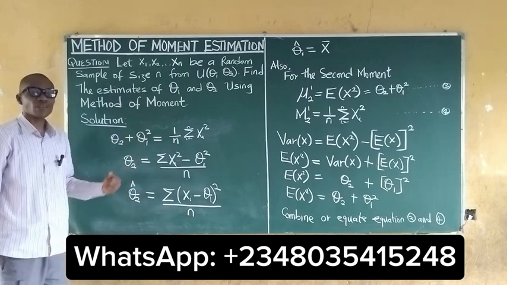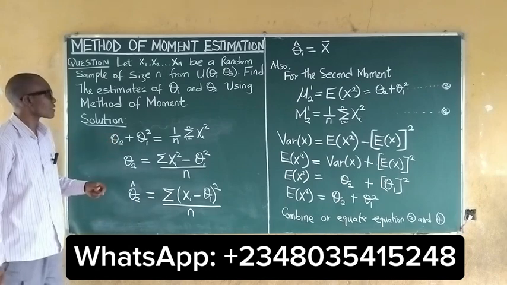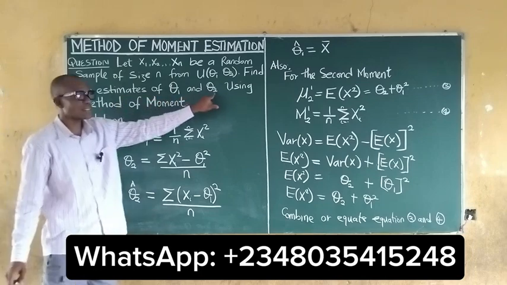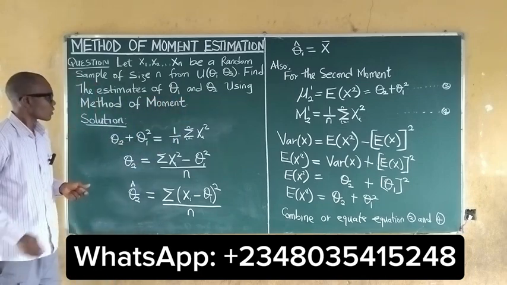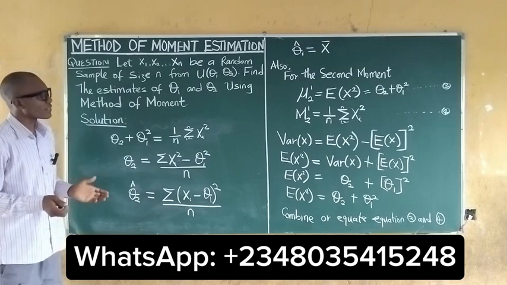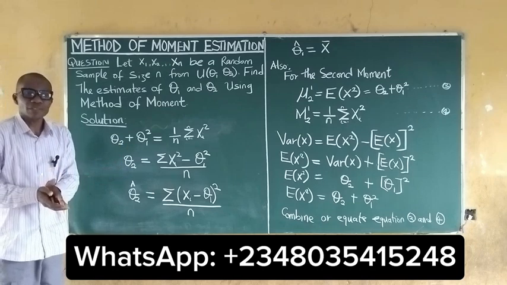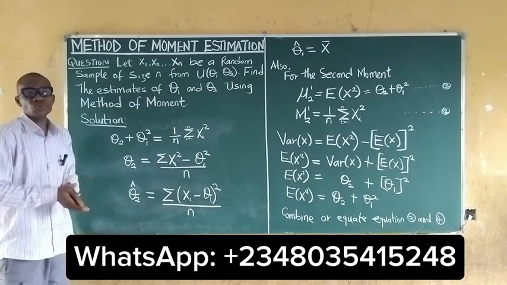And this is how we can obtain the method of moments for the estimates of theta 1 and theta 2. It's very simple. Once you equate the population mean and the sample mean, you get your solution to the method of moments.